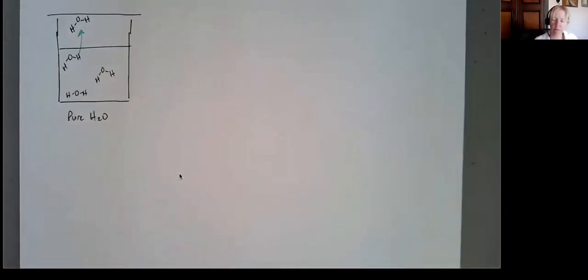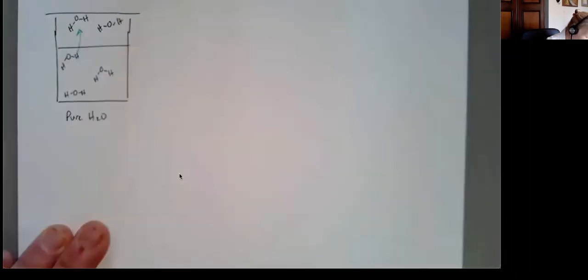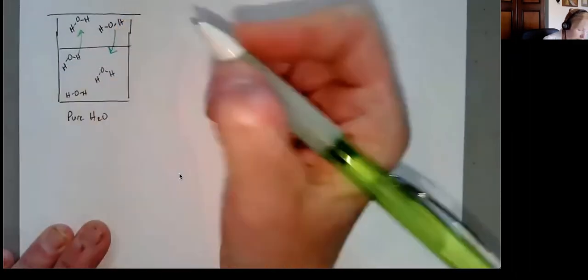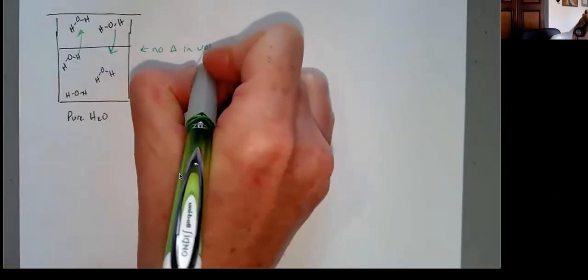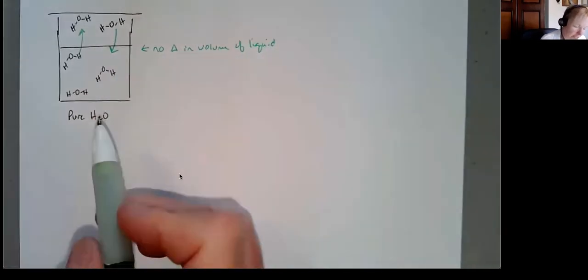The liquid volume isn't going to change because as things move to the gas phase, they turn around and move back into the liquid phase. And so I have this equilibrium. So I won't see a change in the volume of the liquid. But that doesn't mean that this isn't happening. So this is still happening.